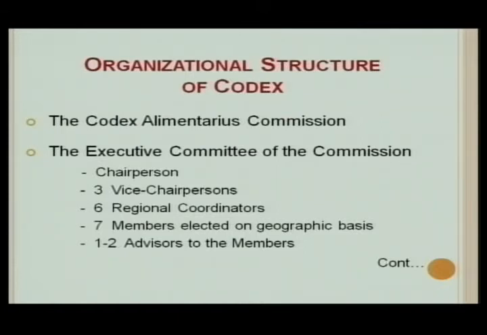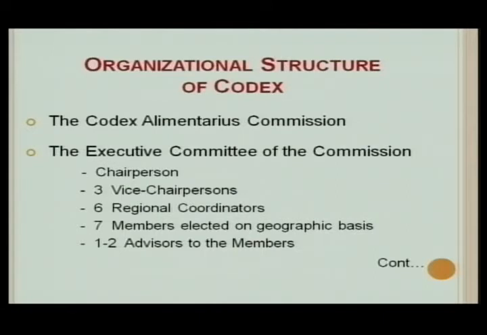Then there is the executive committee. It's like an executive board which makes recommendations to the commission for taking decisions, which has a chairperson. There are 3 vice chairpersons from 3 different countries. Then there are 6 regional coordinators. The entire world is divided into 6 regions: Asia, Europe, Africa, Near East, North America and Southwest Pacific, Latin America and Caribbean countries. Therefore, 6 regional coordinators present the views of the region and look after the interest of the region.